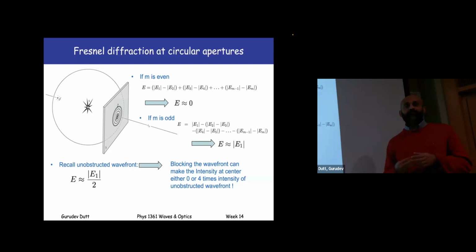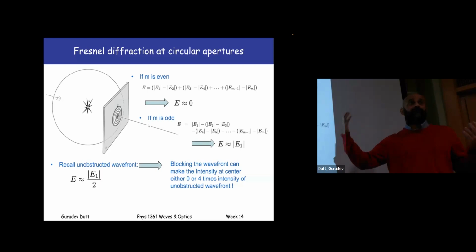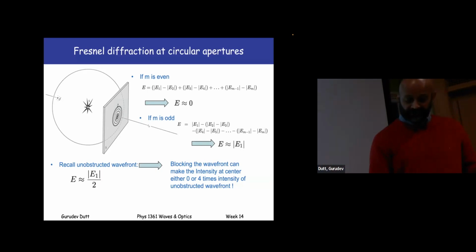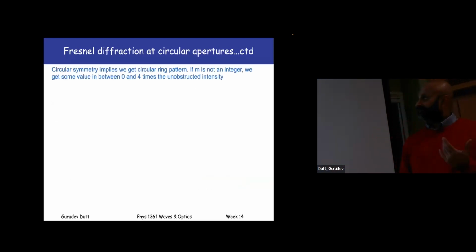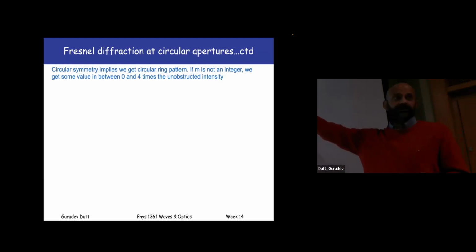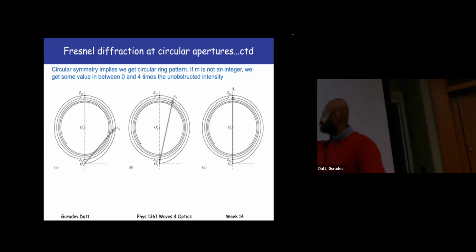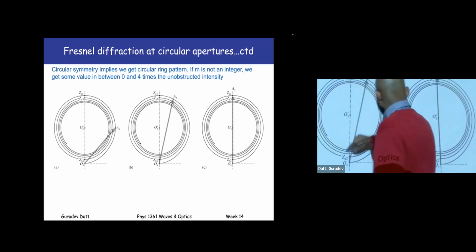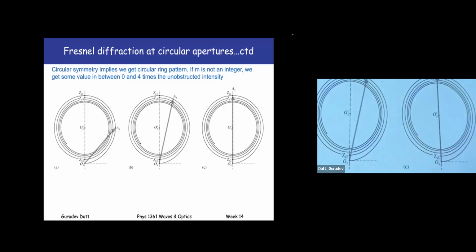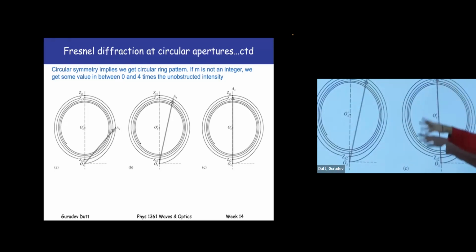What this means, of course, is if I'm going to have more intensity at one point for conservation of energy, there must be less intensity at other points. So therefore, you get a fringe pattern. Okay, that's what this is basically saying. Okay, so we get in fact a circular fringe pattern because of the circular symmetry. And so if m is not an integer, we get some value in between 0 and 4 times the unobstructed intensity. And you can calculate, depending on how big the aperture is. So A_S is representing the size of the aperture. So I can find where A_S is on the vibration curve and simply calculate the field from O to A_S, or if it's getting up to almost the first Fresnel zone or bigger than the first Fresnel zone, then it's going to circle around.